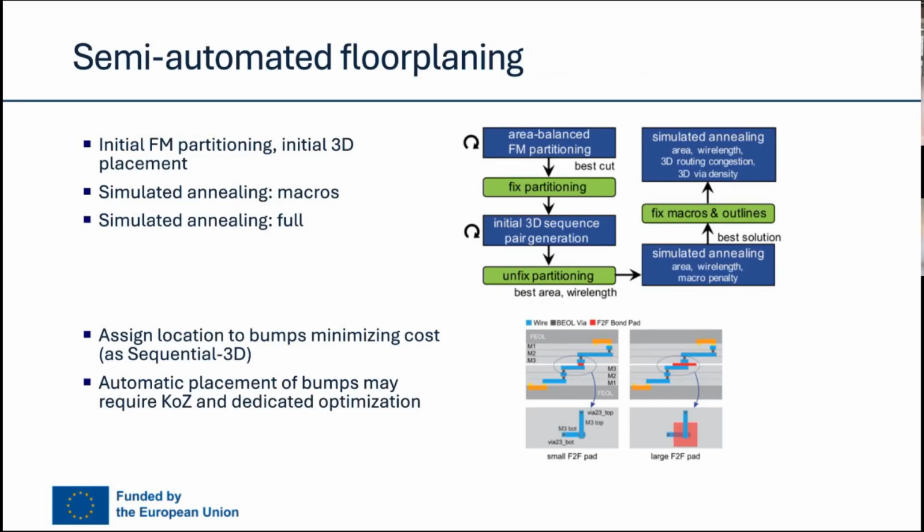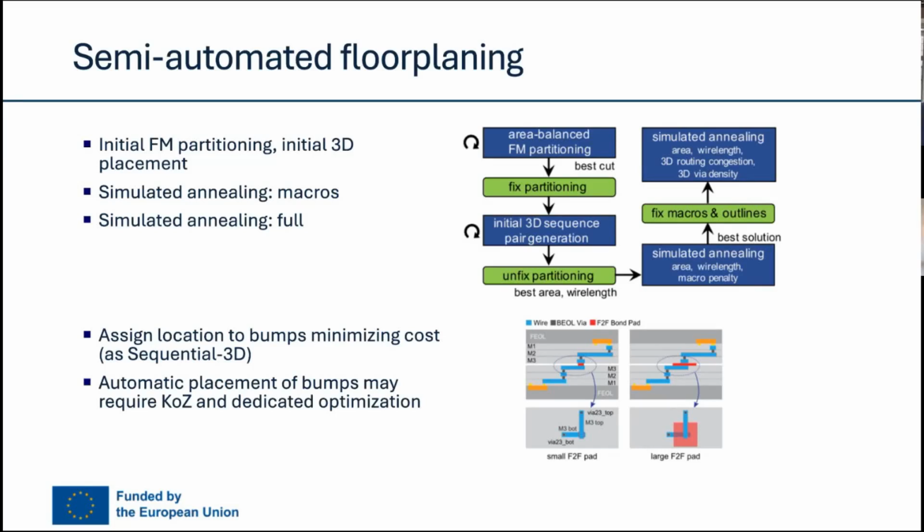The second enhancement is actually the automated floor planning. Shortly, what we are doing is first we start with a Fiduccia-Mattheyses partitioning, where we cut the netlist into different parts which are related with what we want to place in the bottom and the top tier. With this initial partitioning, we fix it, and then we start to analyze the assignment into the 3D part using just a 3D sequence pair generation. These steps are very similar to the steps that you will find in any sequential 2D methodology.